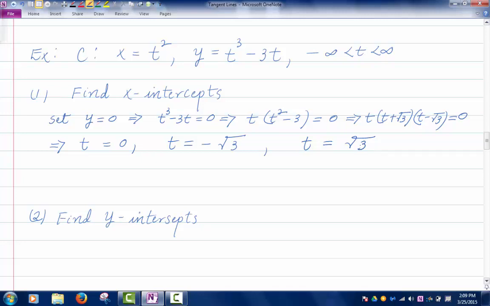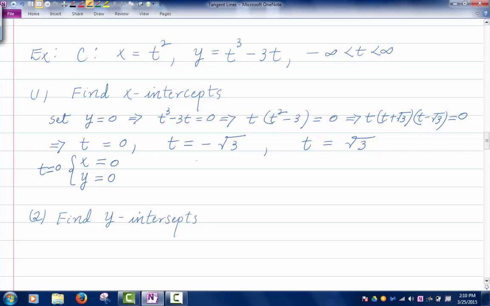So there are possibly three x-intercepts. Now for each value of t, I have to figure out what is x and y. So when t is 0, what's the value of x? The value of x would be 0, and the value of y would be 0. So when t is 0, I get the point 0, 0 as the x-intercept.